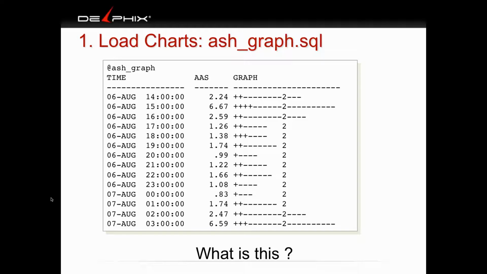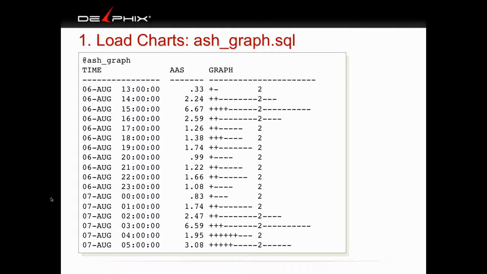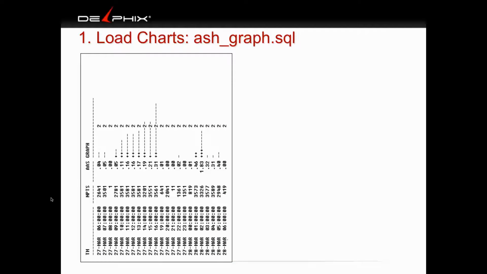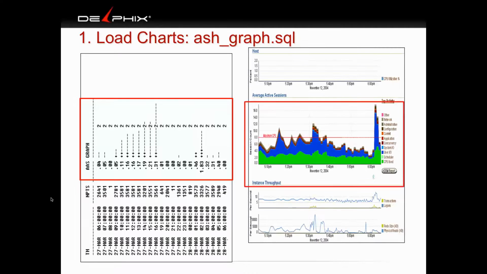So this is what the output looks like. There's a script on GitHub called ASH graph. What is it? The first column is time. This is by hour. Then I have average active sessions for each hour. And then I have a graph. Well, what is that graph? Let's take this and turn it on its side. Turn that over. Boom. That is supposed to be that.